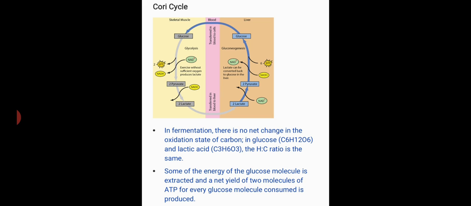The lactate formed by the active skeletal muscles or by erythrocytes can be recycled. It is carried in the blood to the liver where it is converted to glucose during the recovery from strenuous muscular activity. This is known as Cori's cycle.